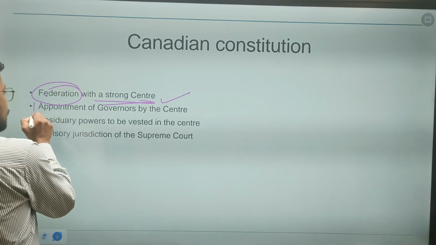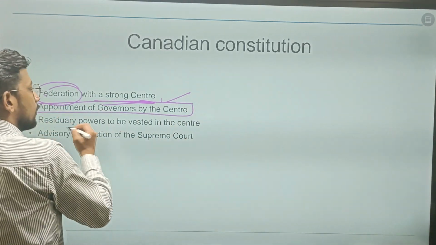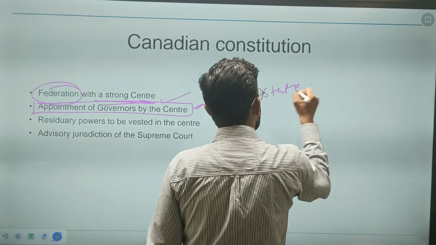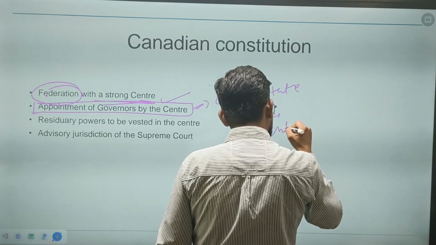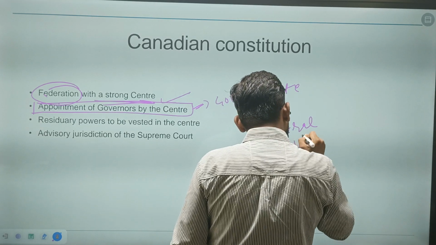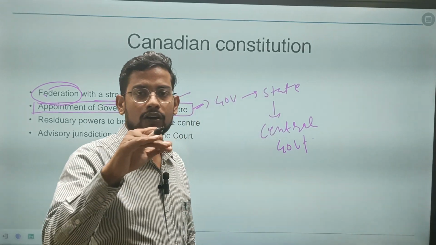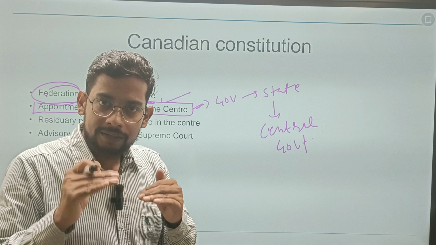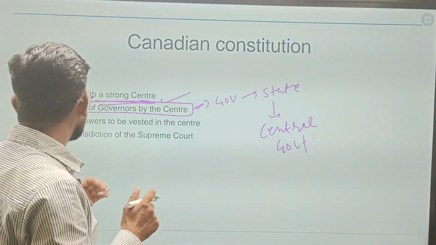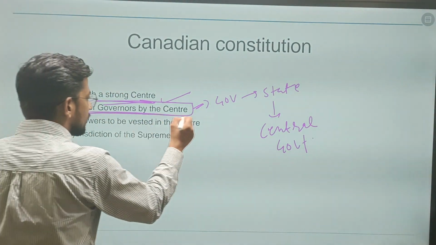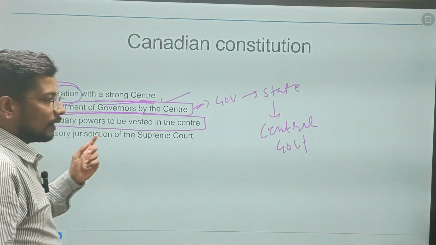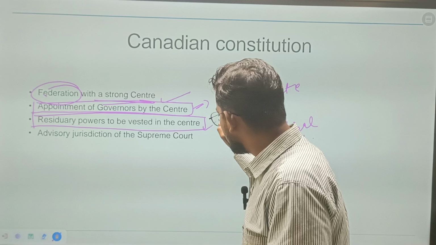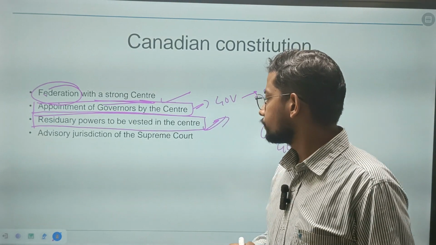Then appointment of governor by the center. In India, the governors of state are appointed by the central government. In Canada also, the governors of states are appointed by the central government. So we have copied this provision from the Canadian Constitution. Then residuary power to be vested in the center. We have also taken this provision from the Canadian Constitution, because in Canada residuary powers is with central government.